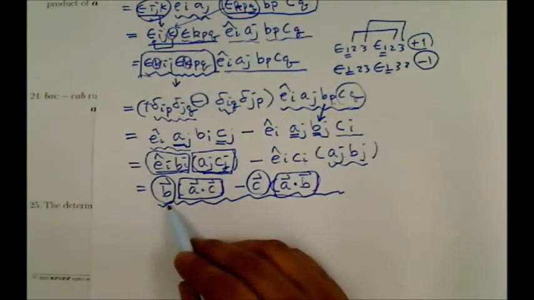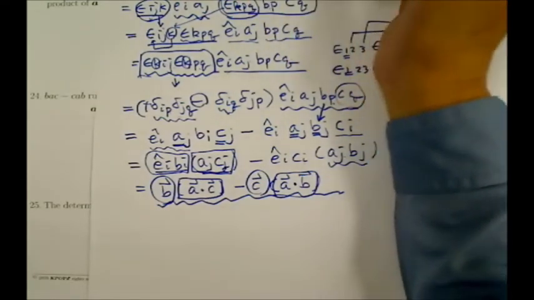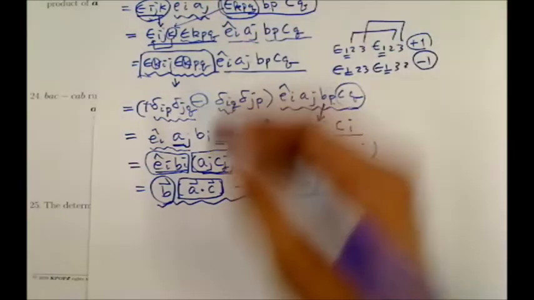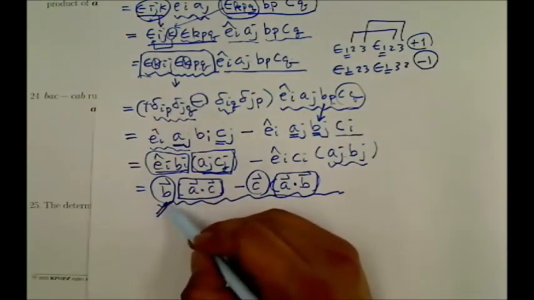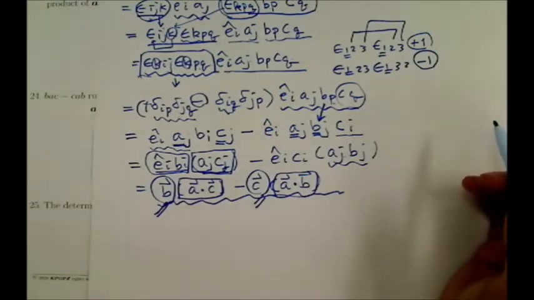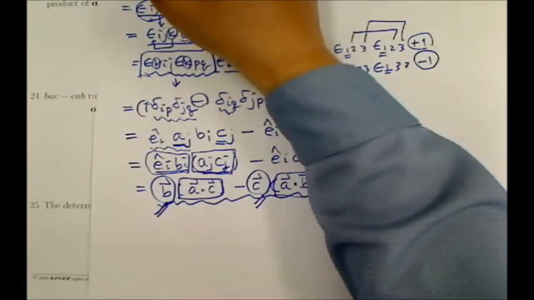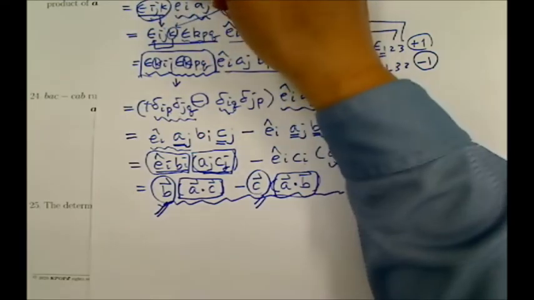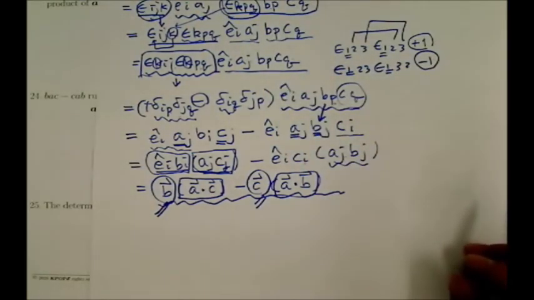This is the proof of the BAC-CAB rule for the triple vector product. This A cross B cross C is proportional to a term composed of a term proportional to B and a term proportional to C. Do you know why a term proportional to A is missing? Yes, it is very simple. Because of A cross, this resultant vector is perpendicular to A, so it does not have a component along A at all.